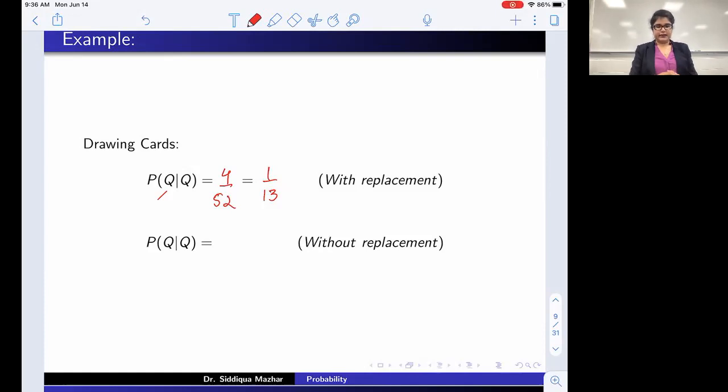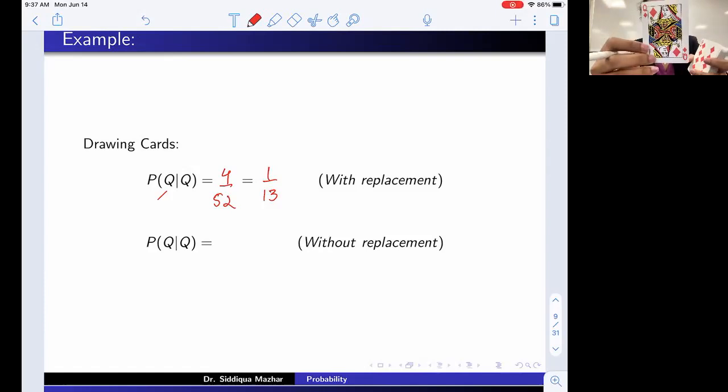Now I am doing another experiment. This has nothing to do with the first trial: successive trials, without replacement. What is the probability of finding a queen? Here's my question. Probability of finding a queen, first experiment. What will this probability be? 4 by 52. So now I'm putting this card back into my pocket. The rest of the cards will be 51. So again, I'm looking for a queen. Where is the queen? I'm having fewer queens now.